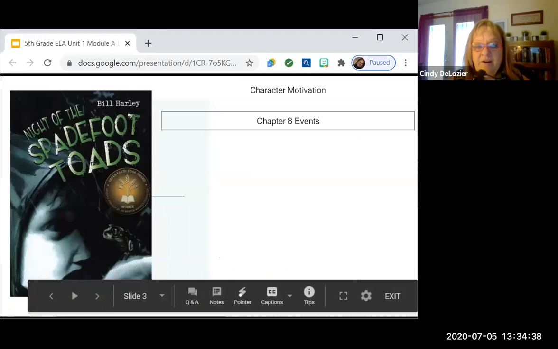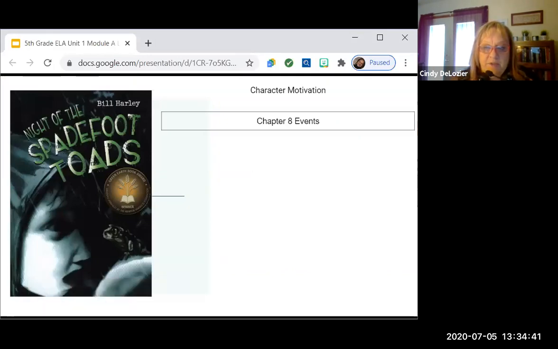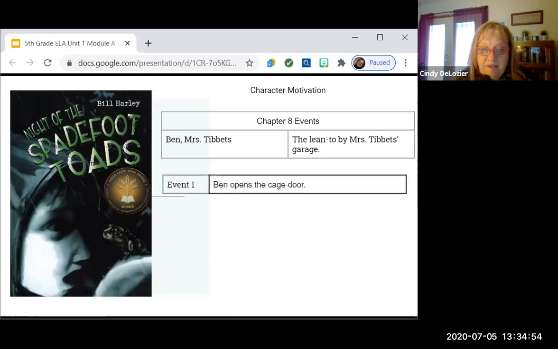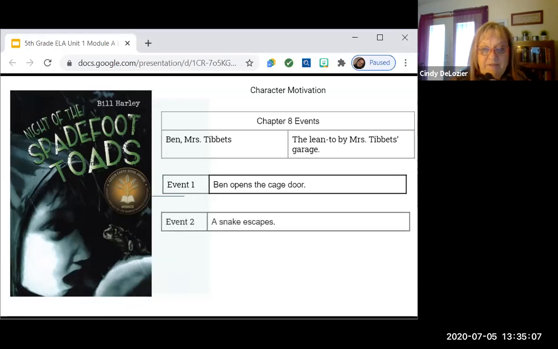Let's complete our character motivation chart as we review chapter 8 from last time. In chapter 8, we will focus on Ben and Mrs. Tibbets and how they responded to challenges. The setting was a lean-to by Mrs. Tibbets' garage. The first major event was when Ben opened the cage door. Ben's curiosity was very difficult for him to resist, so he opened the door. The second major event was when the snake escaped.